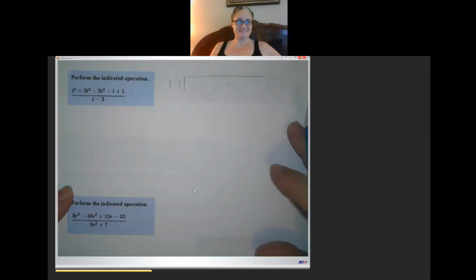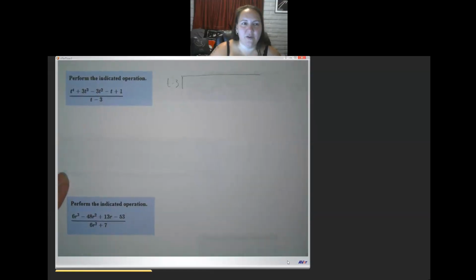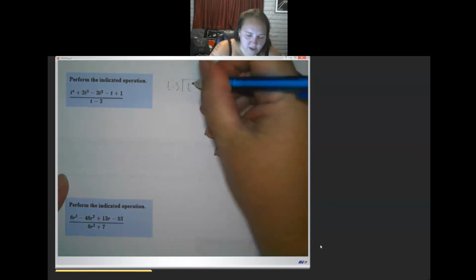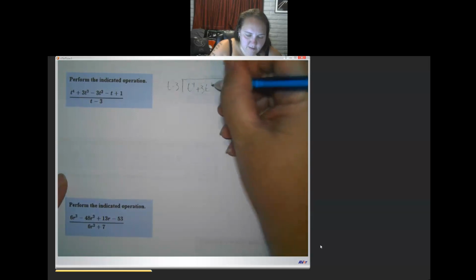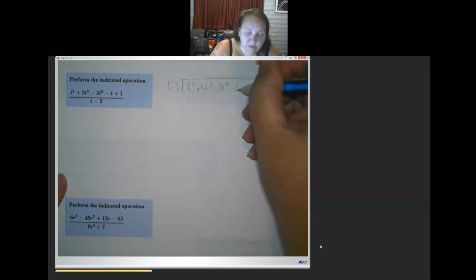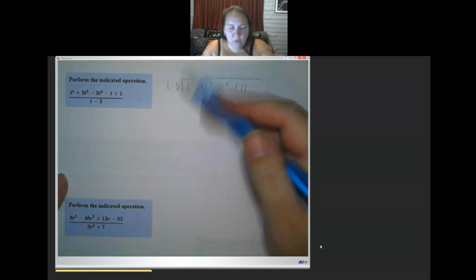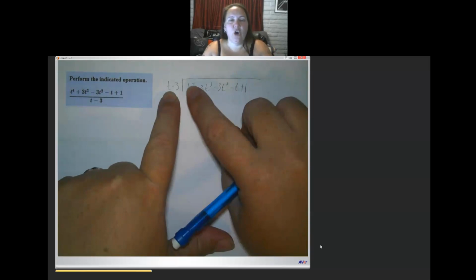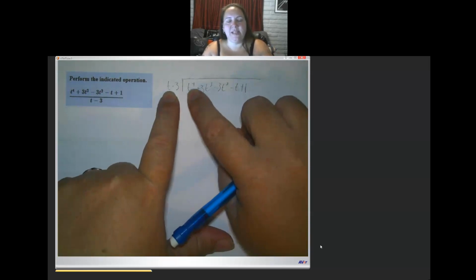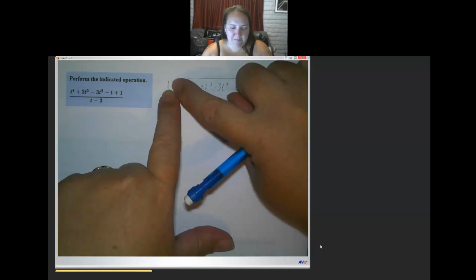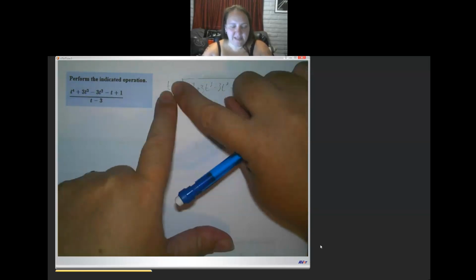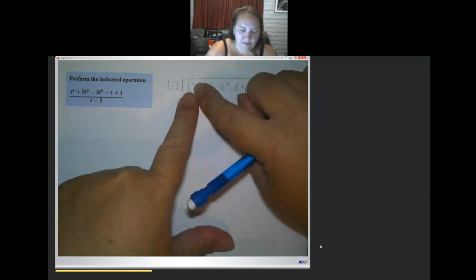Okay, so better. Then on the inside, we put the t to the fourth plus 3t to the third minus 3t squared minus t plus 1. And then we ask ourselves, don't worry about the minus 3, how many times does t go into t to the fourth? That's similar to saying, what do I multiply this by to make it this? What would I multiply a t by to make it t to the fourth? That would be a t to the third.